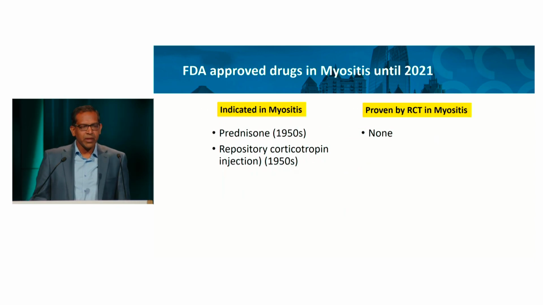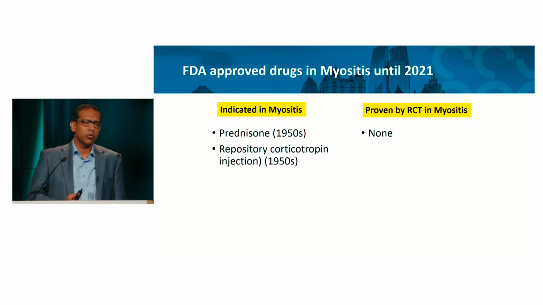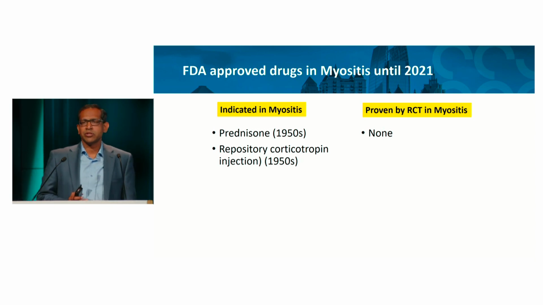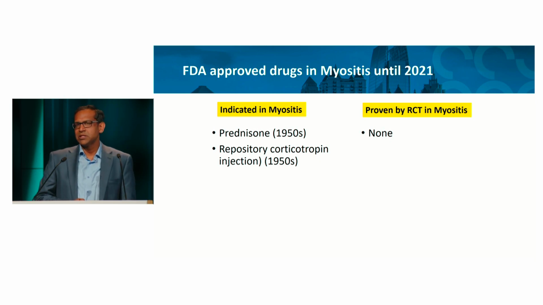So first, FDA-approved therapies. Until 2021, we only had 2 FDA-approved therapies, prednisone and corticotropin, which were approved around 1952. Since then, we had no therapy approved by the FDA or any other major regulatory agency in the world until June 2021, when we got an approval. And so this poses a significant challenge. We treat these patients, these patients get better, and yet we don't have any approved therapy or any proven therapy for that matter.